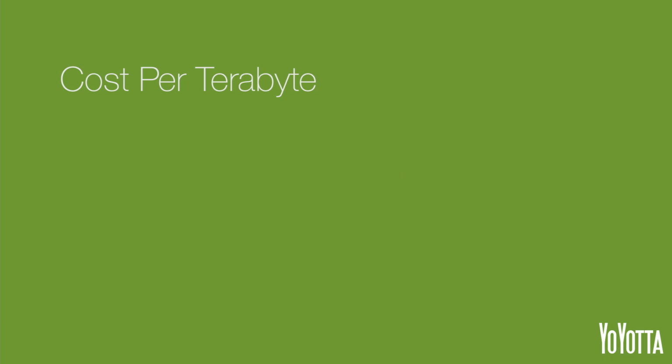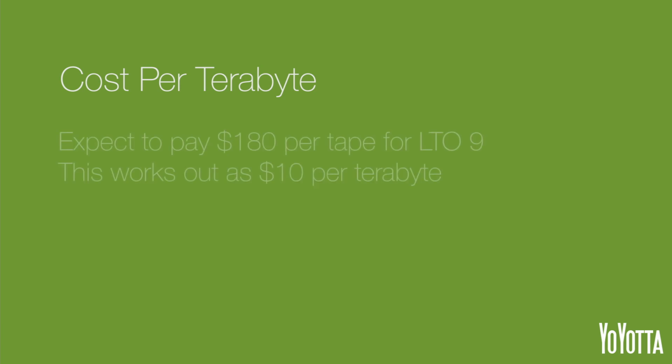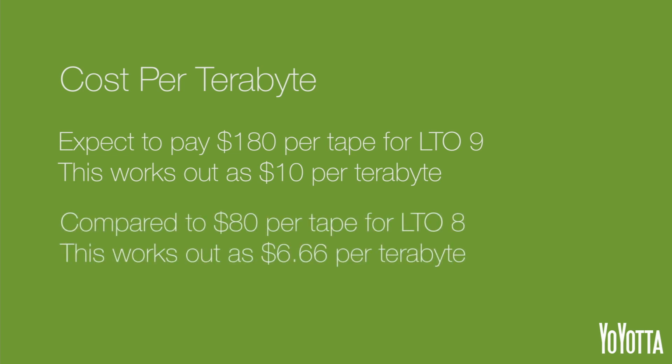Each new generation of LTO has always been more expensive to start with when comparing cost per terabyte to the previous generation. LTO 9 is no different. Expect to pay about $180 per tape or $10 per terabyte for LTO 9, as opposed to $80 per tape or $6.66 per terabyte for LTO 8. The price will fall considerably over the next 2 years. However, it is a big factor to consider if you're planning a move to LTO 9 early on.